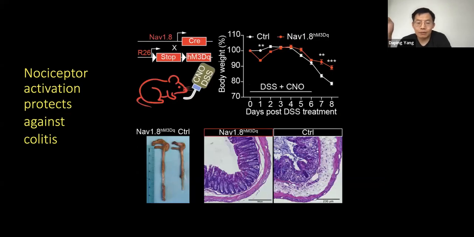Next, we also asked: how about we activate the neurons? To this aim, we co-treated the NAV1.8 Cre mice with the drug to activate the neurons, and with the DSS simultaneously in the drinking water. With these mice, we found that the neuron activation can protect the mice from DSS-induced colitis, as displayed by a better body weight, longer colon length, and also much better colon structure.